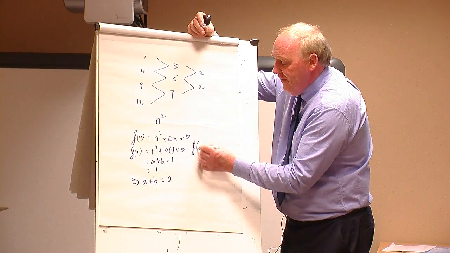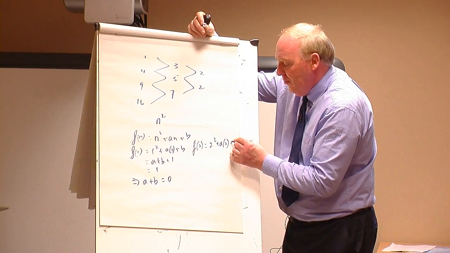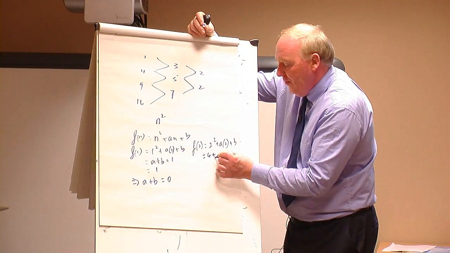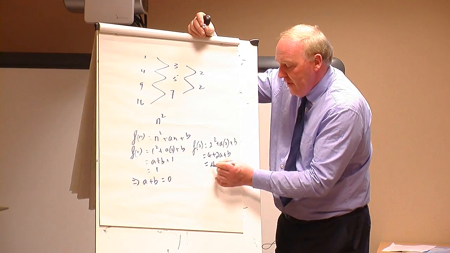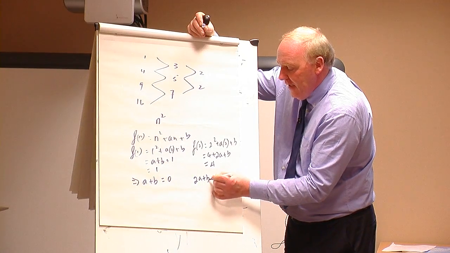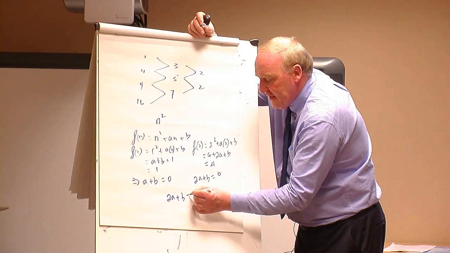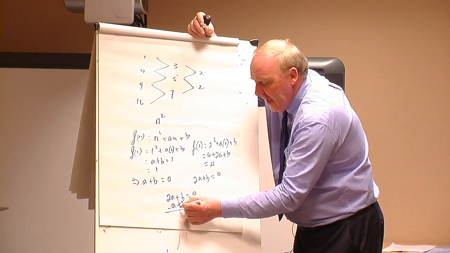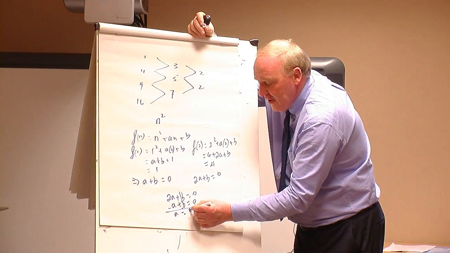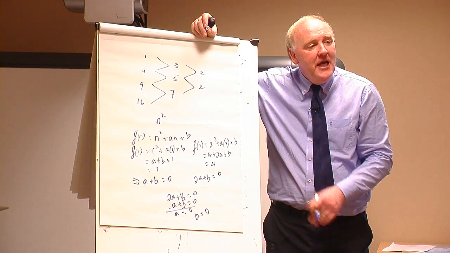Now if I get f of 2, that is 2 squared plus a times 2 plus b, which is 4 plus 2a plus b, and that was equal to 4. So you have 2a plus b is equal to 0, and a plus b is equal to 0. And when you subtract, you get a equal to 0, and then of course b is 0 as well. So your general is n squared.